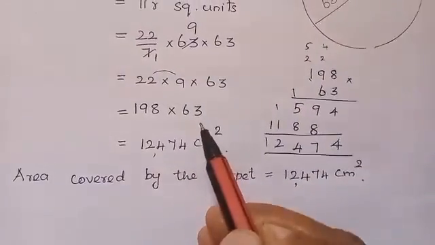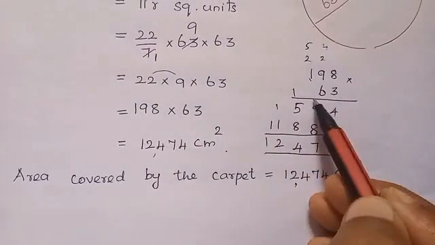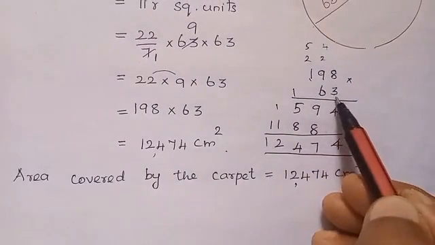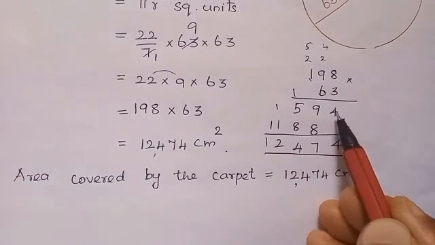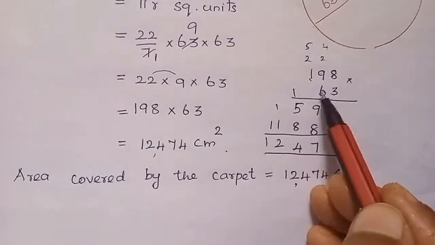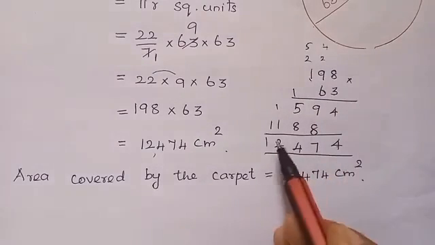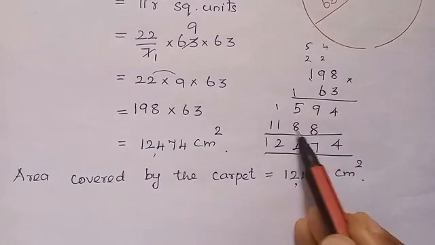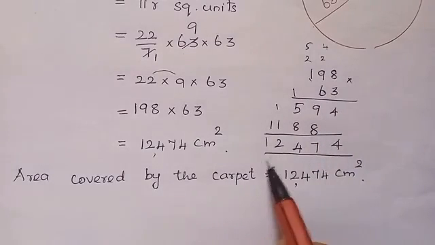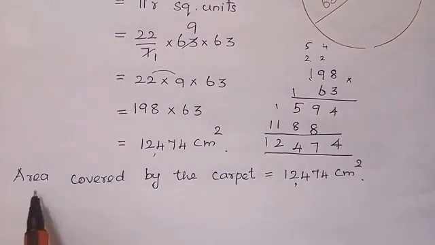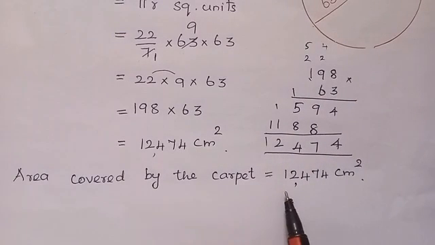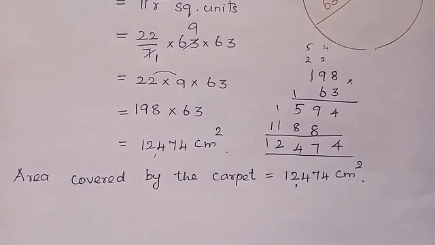Multiply it separately, 198 multiplied by 63. First of all, using the third table, multiply 198. What is the answer? 594. Next, using the sixth table, multiply 198. We get 1188. Sum of these two, 12,474. So, the area covered by the carpet equals 12,474 centimeter square.